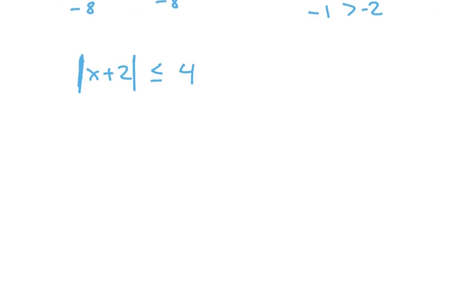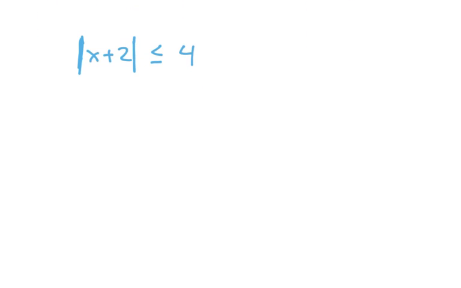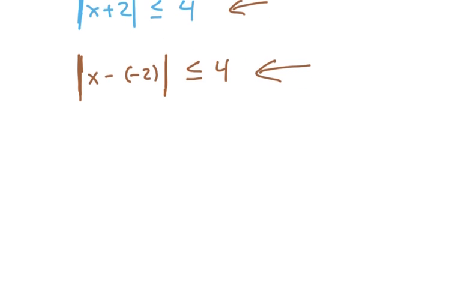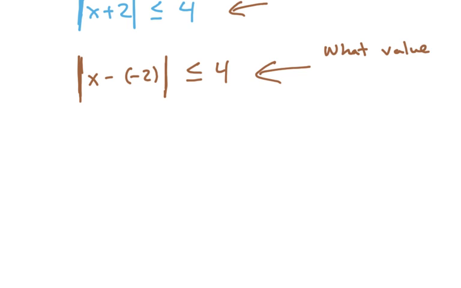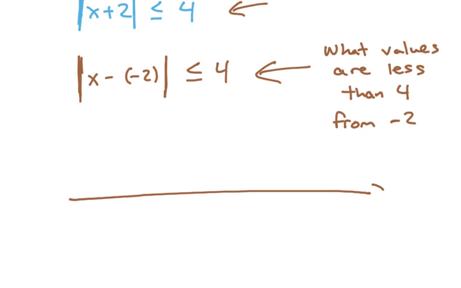Okay. So once we're here, what does this mean? This is saying, in plain English, this is the same thing as the absolute value of x minus negative 2 is less than or equal to 4. So what does this mean in plain English? This is saying what values are less than 4 from negative 2.